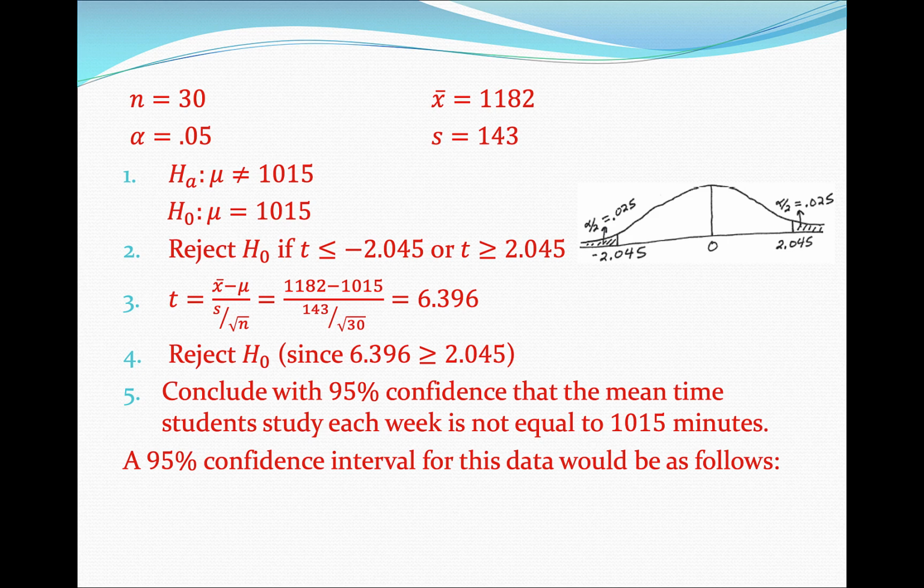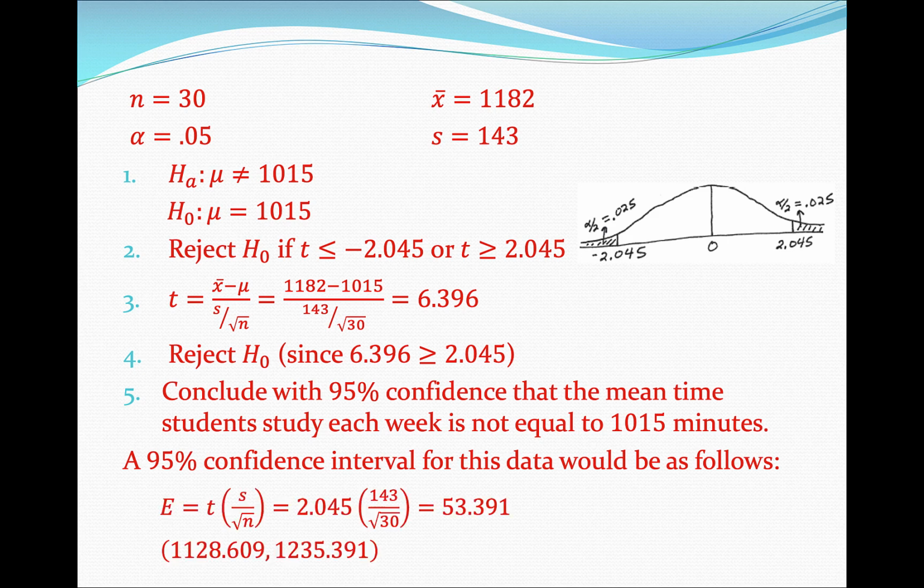You can actually tell what the decision of the hypothesis test is going to be by looking at the confidence interval. So, 95% confidence interval for this data. I'm not going to spend a bunch of time on it. We did that in the last section. But if you calculate it, this is what you'll get. You'll get 1128.609 to 1235.391. That is the confidence interval. So we're 95% confident that the population mean is between those two values.